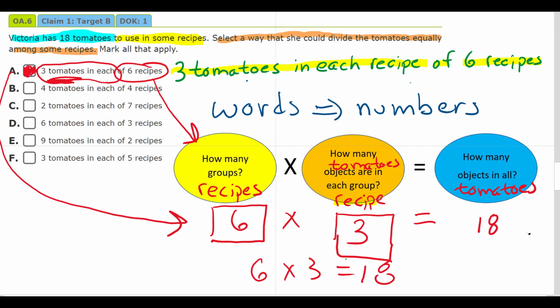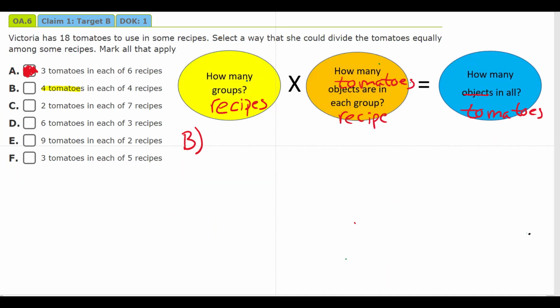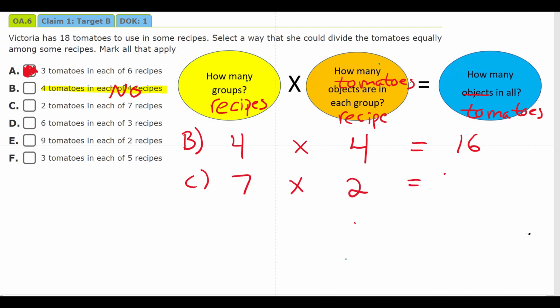Since we've run out of space, we're going to clean this up a little bit and go ahead and do B through F. So for B, we're putting 4 tomatoes in each of 4 recipes. So 4 tomatoes in each recipe, and we had 4 recipes, so 4 times 4 equals 16. So this is no. Let's go on to C. C has 7 recipes times 2 tomatoes in each recipe, which is 14. So this is also a no.